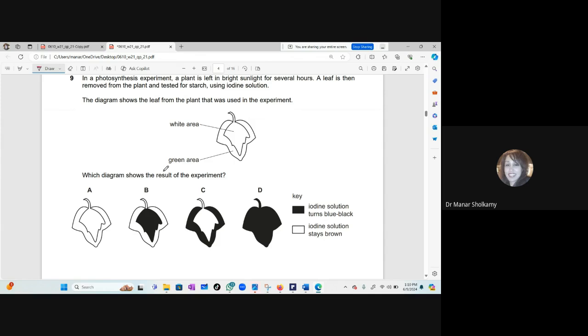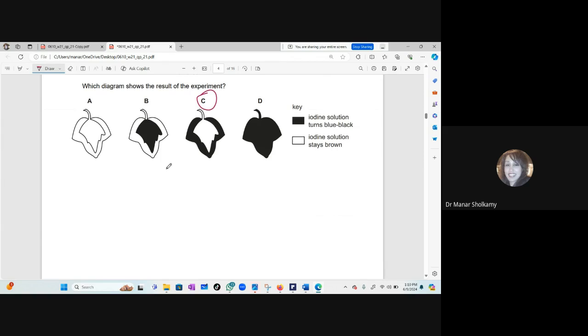Which diagram shows the result of the experiment? Now, look, A, B, C, or D? C. Yes, this question is repetitive. I see it in every exam, this experiment.